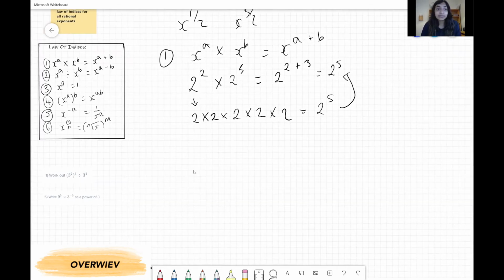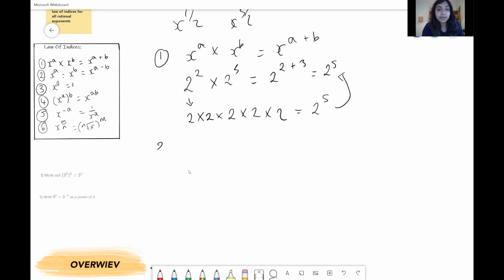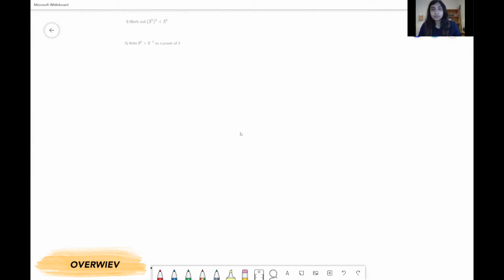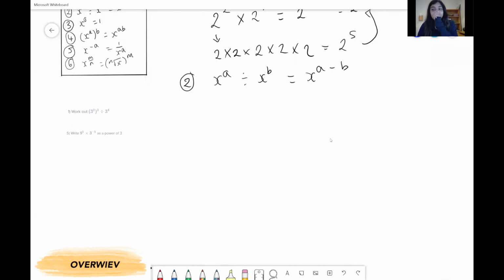The second rule we have is x to the power of a divided by x to the power of b, and that's equal to x to the power of a minus b. This is saying that if you have two index numbers that you're dividing by each other, and they have different powers, or they could have the same powers, so a and b could be equal, all you do is subtract the two. You just subtract a and b.